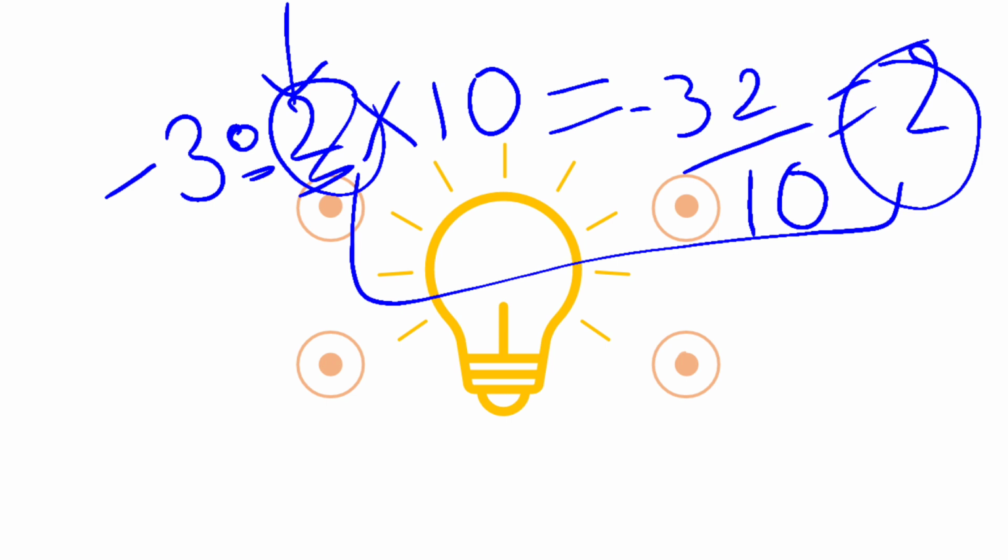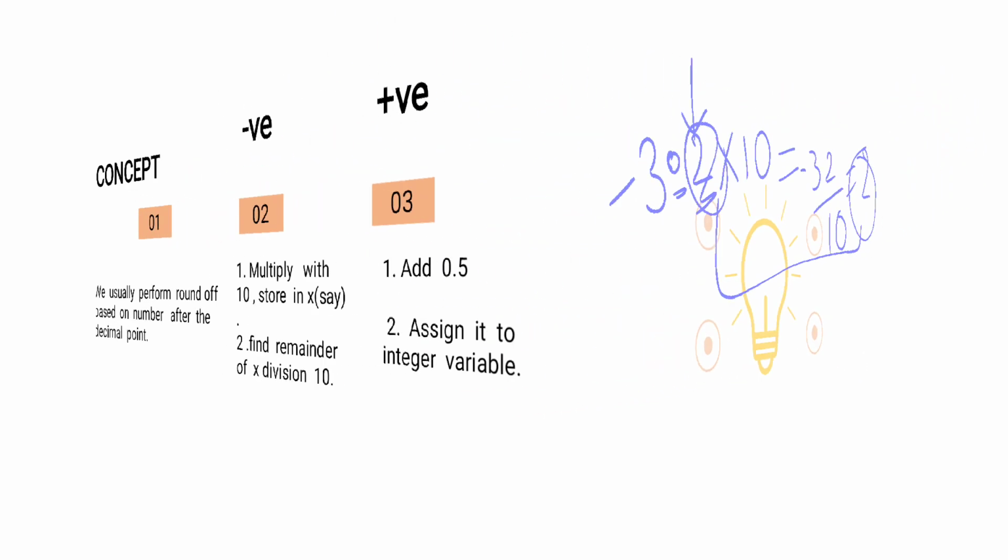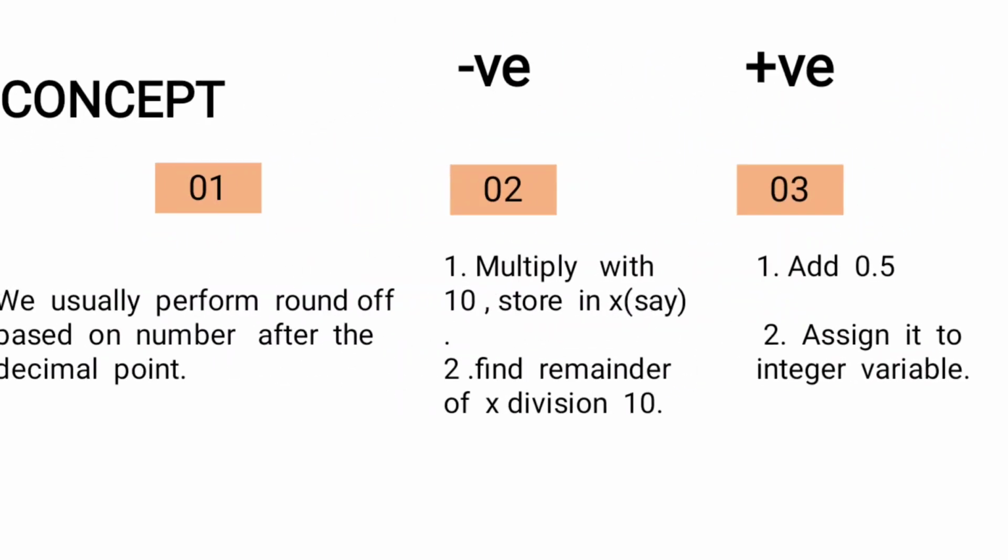Similarly, to write the code for round off of positive floating point values, let us see the steps. For positive, we first have to add 0.5 to the decimal. After that, we assign that value to some integer variable. Let us see the example.